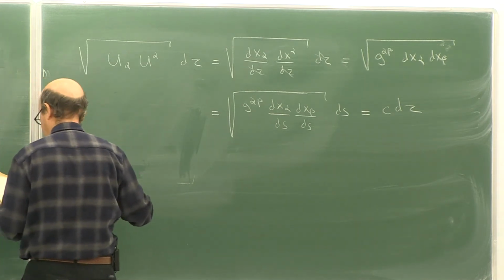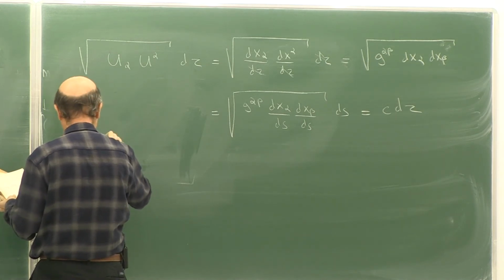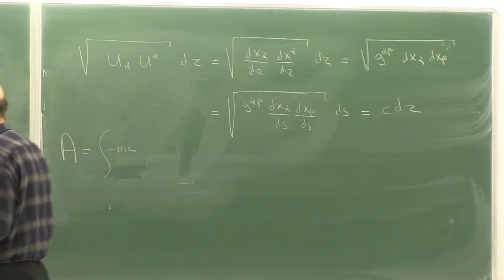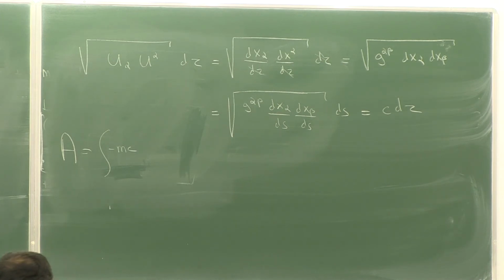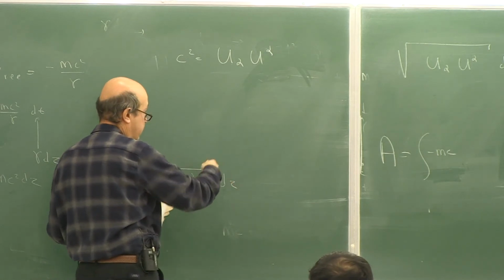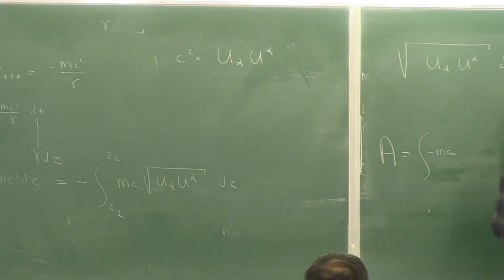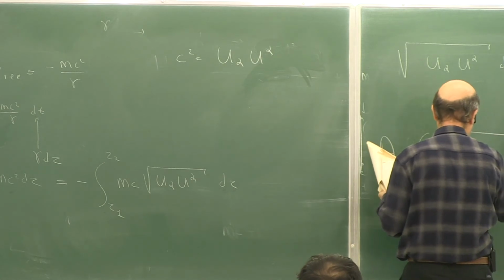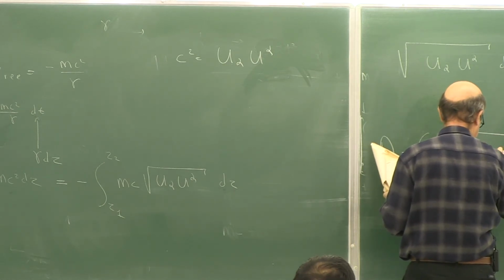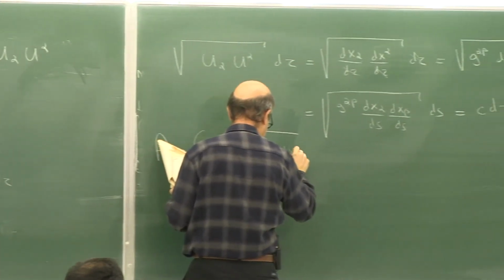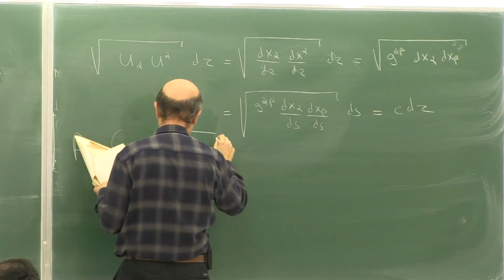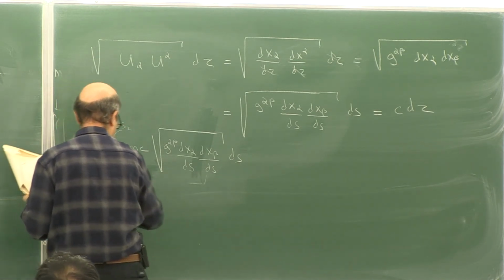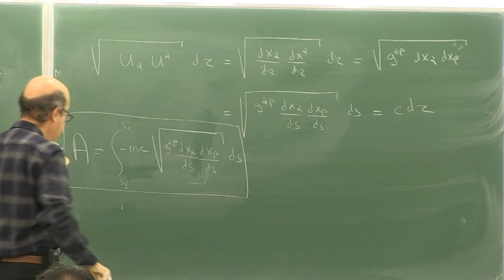So that is equal to minus mc here, and instead of square root of u alpha times d tau, you can use the general presentation in that form, square root of g alpha beta dx alpha over ds, dx beta over ds, to be integrated over ds from s1 to s2. So we can express the action in that form.